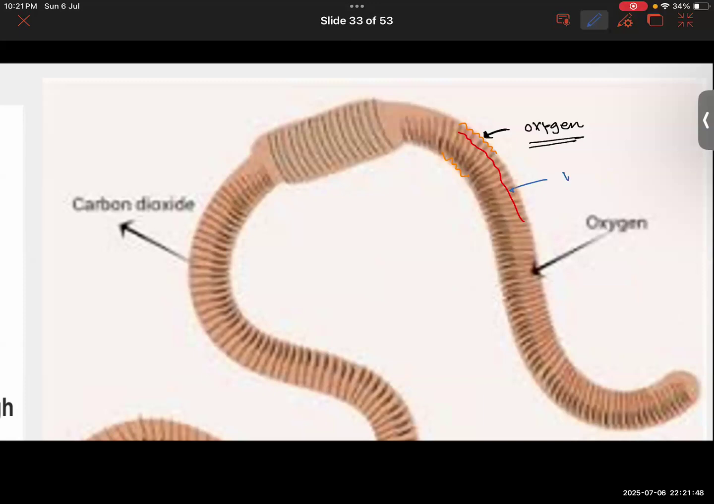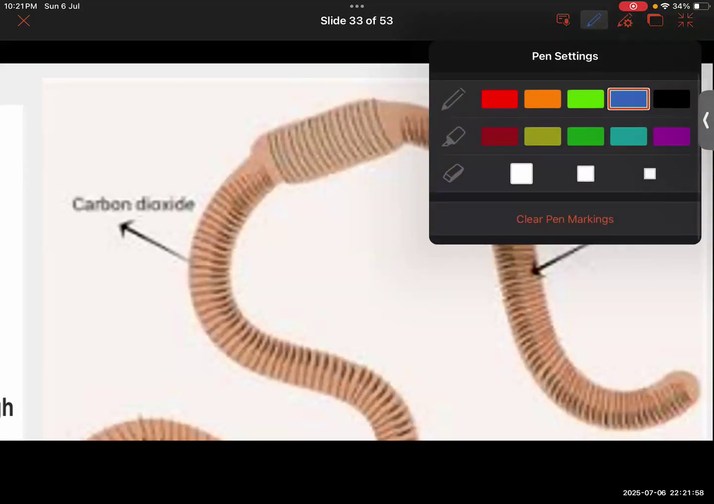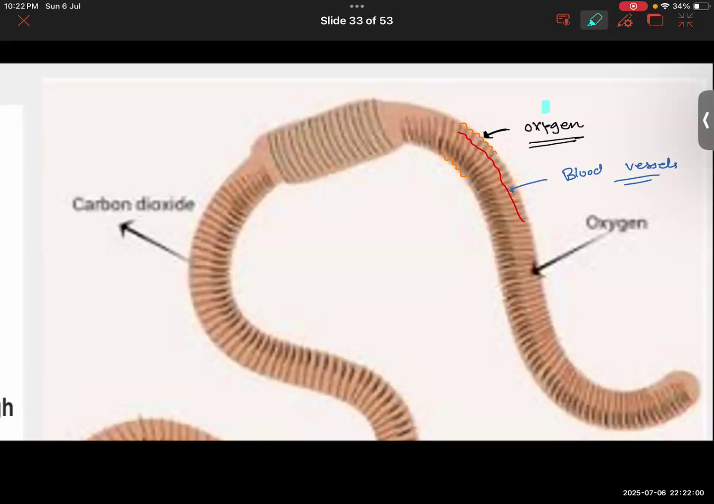Those are the blood vessels in the moist skin. Okay, so Ibrahim, what the blood vessel will do is take in the oxygen. Let us say that this thing over here is denoting oxygen. This oxygen will be taken up by the blood vessel and carried to different parts of its body, where it will be utilized for respiration.